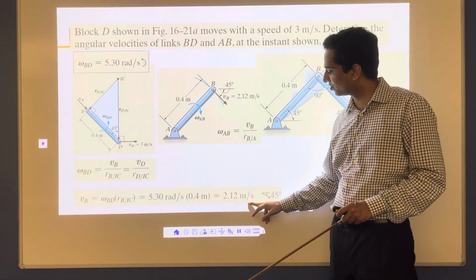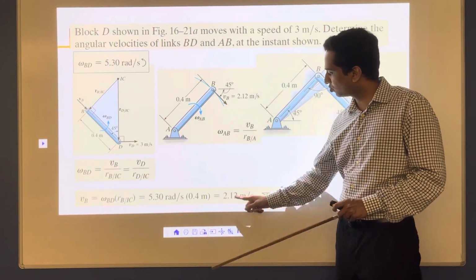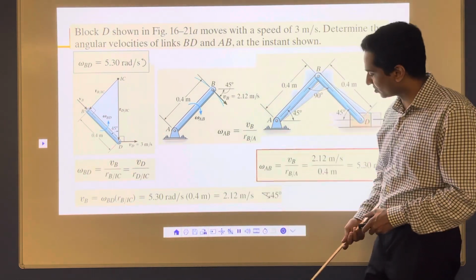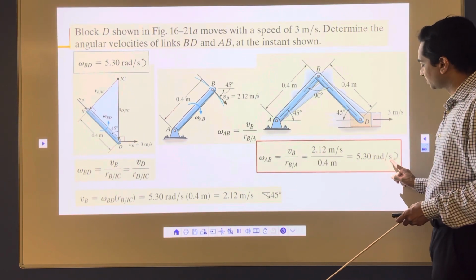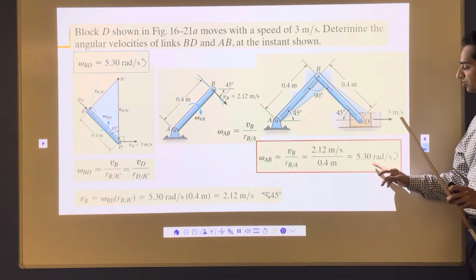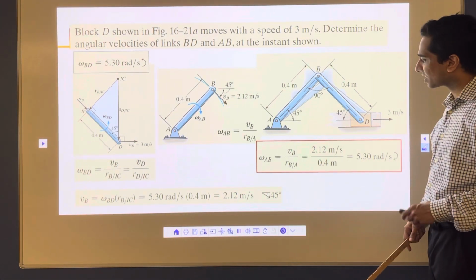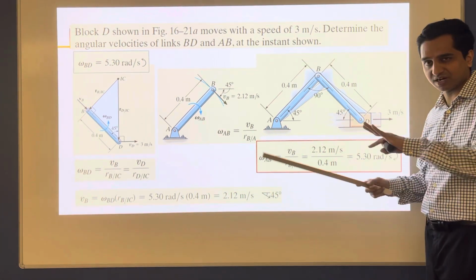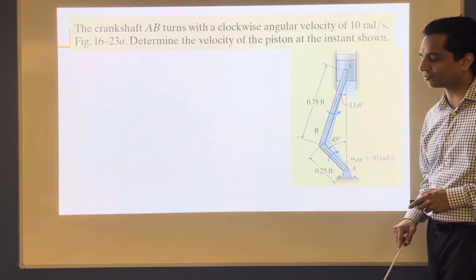Once you have this VB, take that 2.12, put it here, and you will get omega AB as 2.12 divided by 0.4, which is 5.3 radian per second in the clockwise direction. So this is moving in the clockwise direction with a velocity of 5.3 radian per second, and that's it. That's the simple way to do the problem. This problem can be done by using vector analysis, with the I, J, K unit vectors and the earlier equations, but this is an easier way to do it, and that's what the method of instantaneous center of zero velocity is.